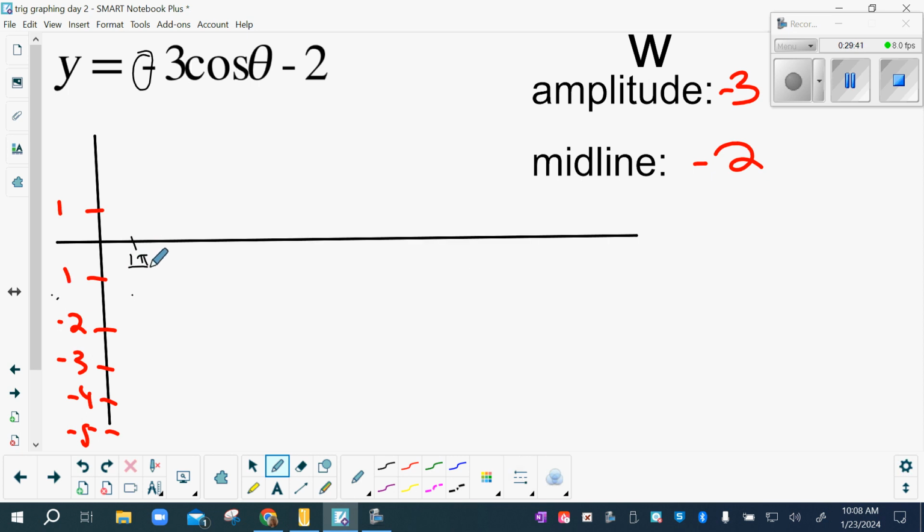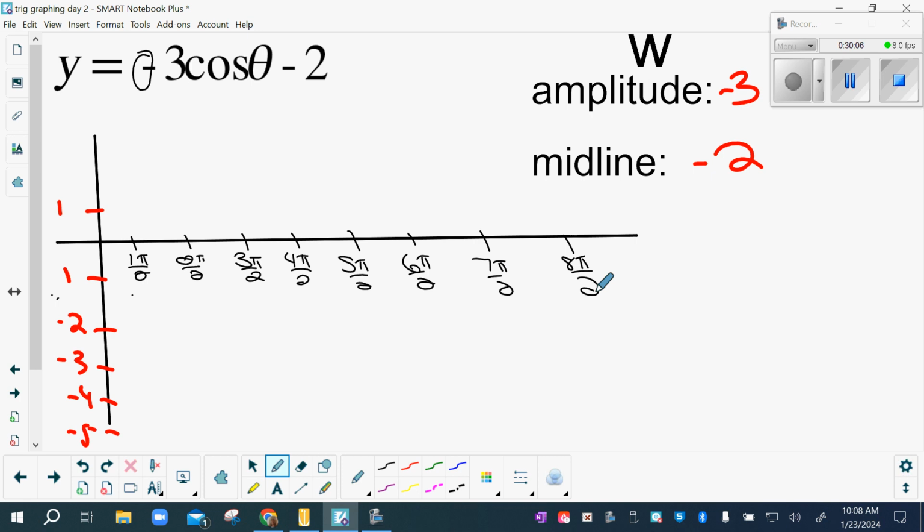One pi over 2, 2 pi over 2. Hey, you guys, give me 2 seconds to just finish the video. Tim, give me just 2 seconds to do the video. 5 pi over 2, 6 pi over 2, 7 pi over 2.